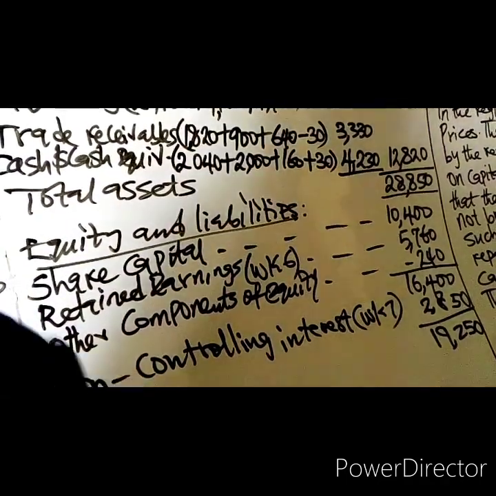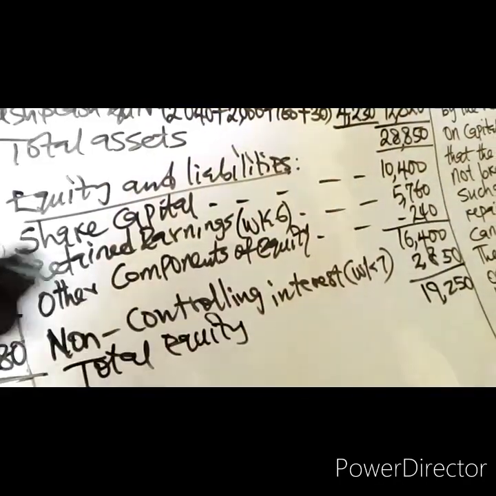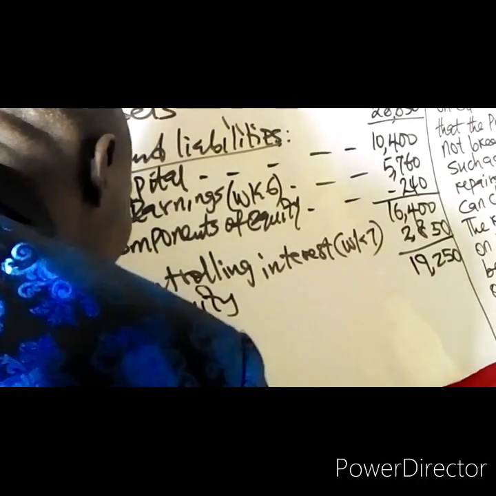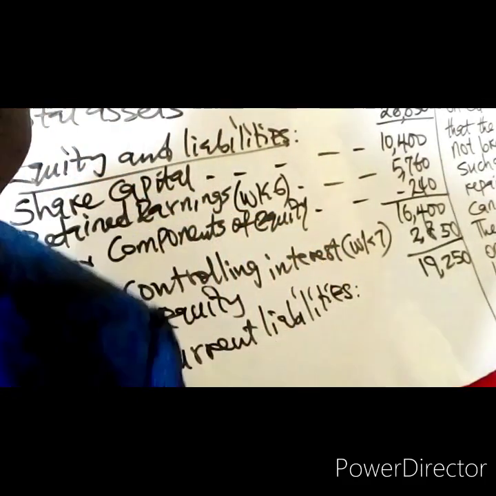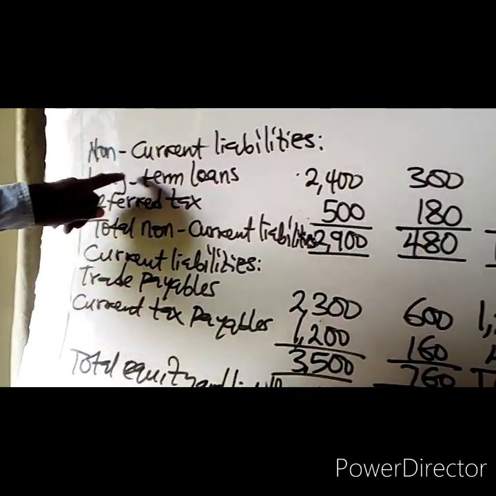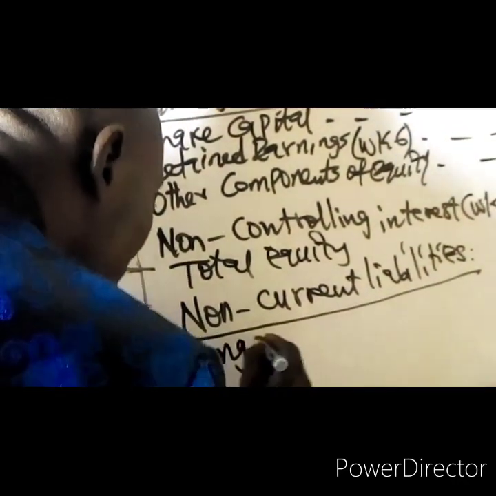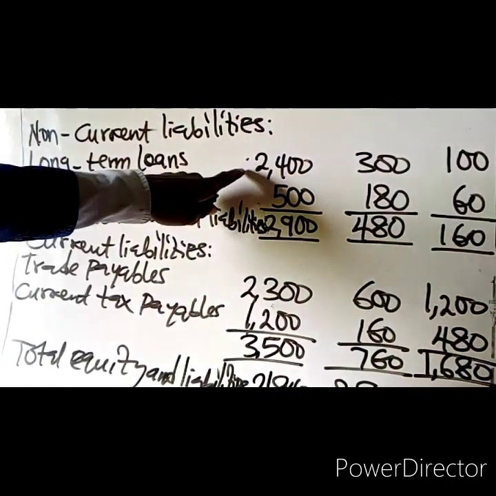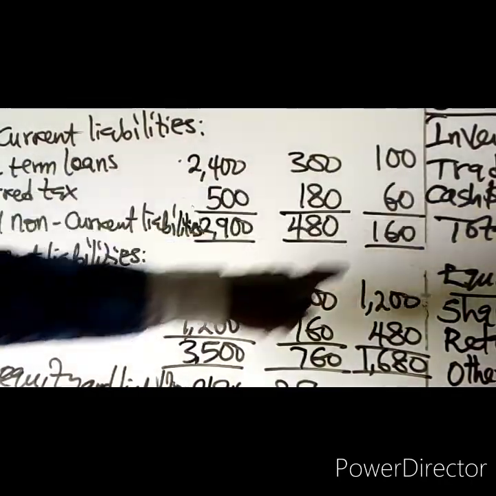Total equity, and that is 19,250. Then the next thing should be non-current liabilities. Then you move to the liability section of the statement of financial position. There we have long-term loans. We have 2,400 for Megat, 300 for Megat, and 100 for Mingat.